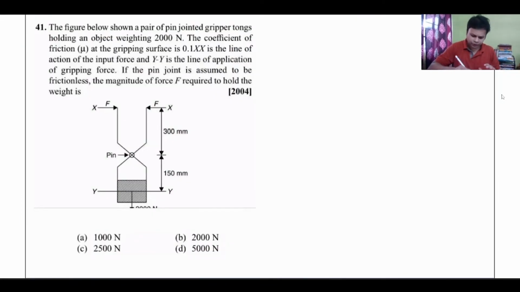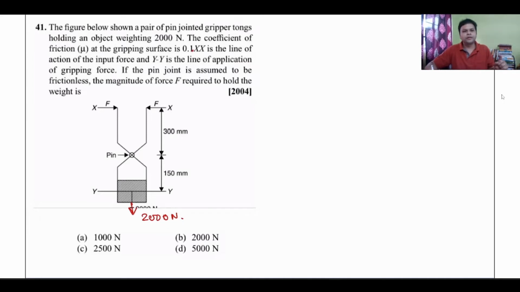Yes, I'm sorry, the question is a little bit incomplete. So this force is actually 2000 Newton, not 200 Newton, 2000 Newton. The figure below shows a pair of pin-jointed gripper tongs holding an object of 2000 Newton. The coefficient of friction at the gripping surface is 0.1.